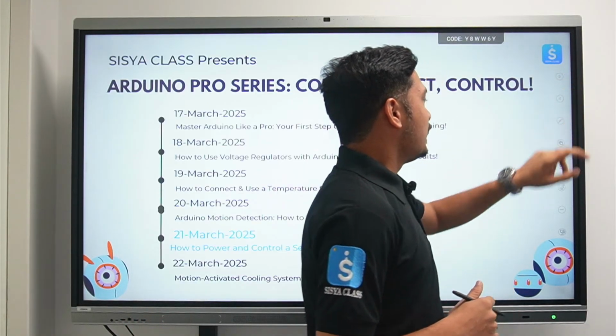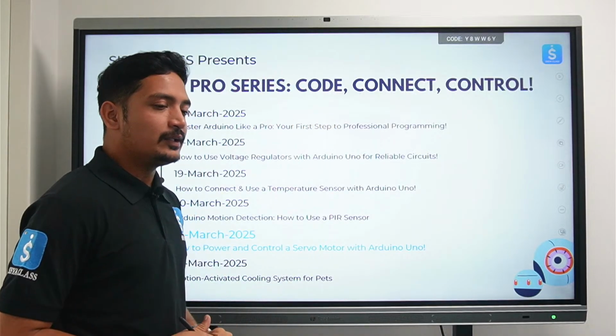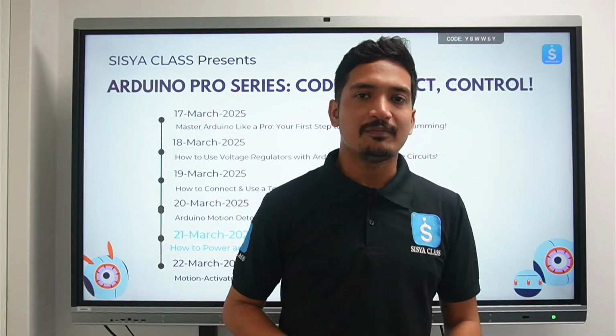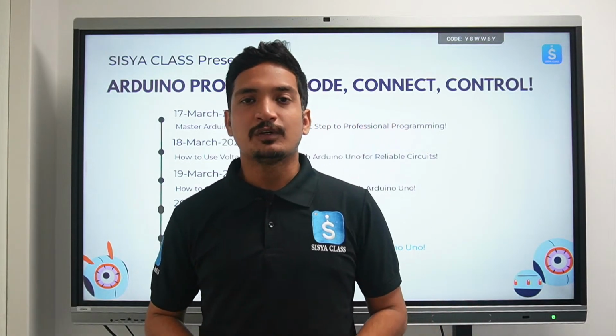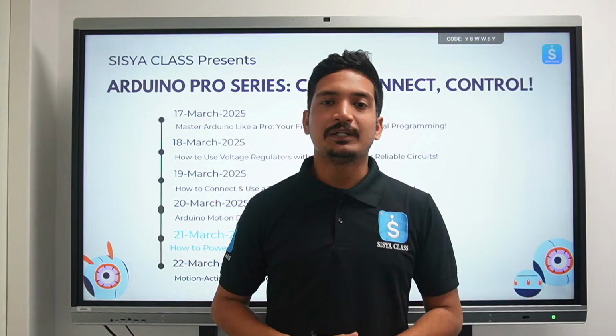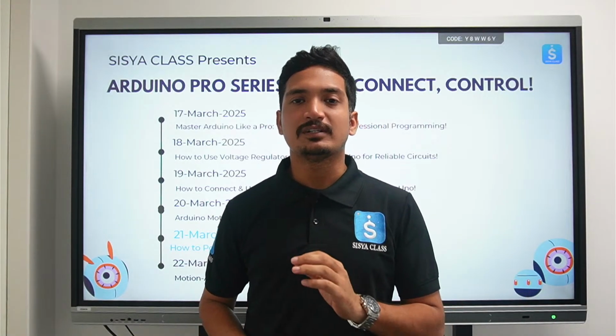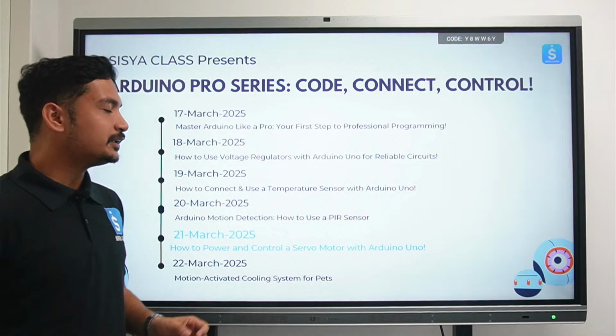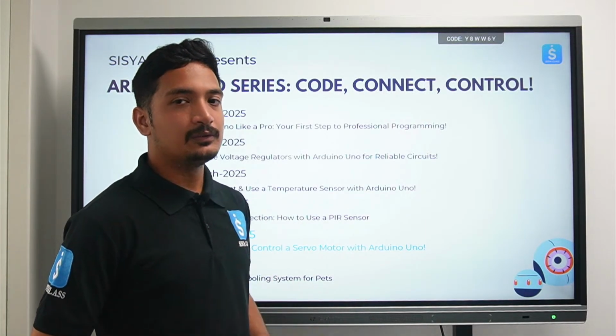Okay. So what are the things that we are going to talk about? So far, the series was of a total of 6 sessions. Out of the 6 sessions, 4 are already completed and we are today in the 5th session. Today's topic is going to be how to power and control a servo motor with Arduino Uno.